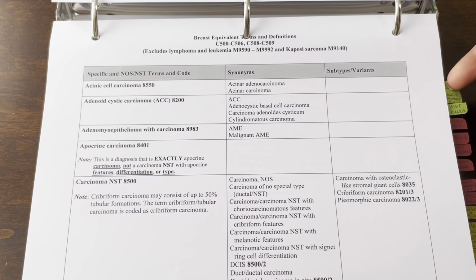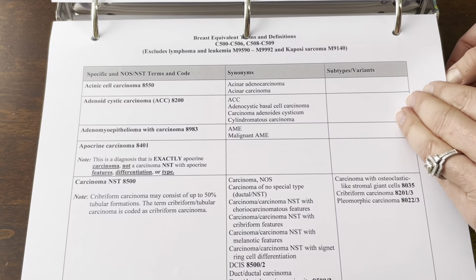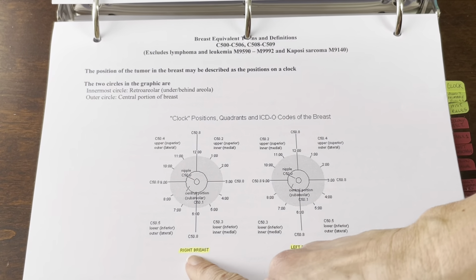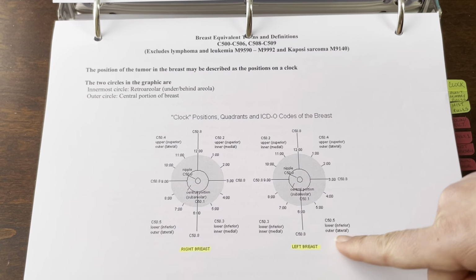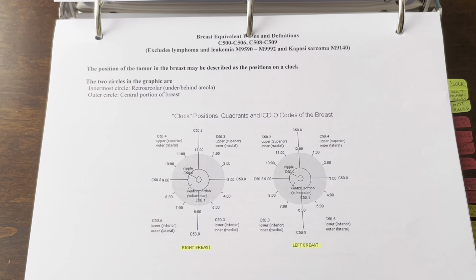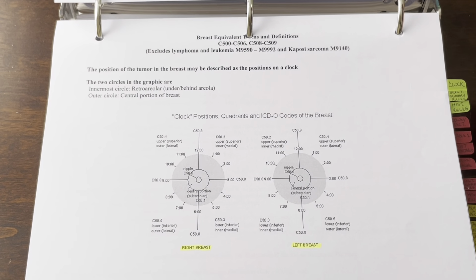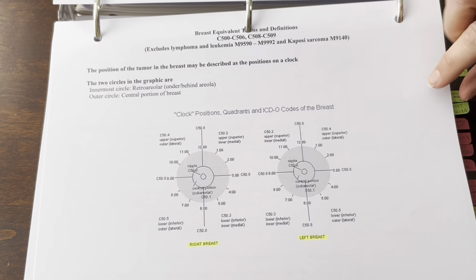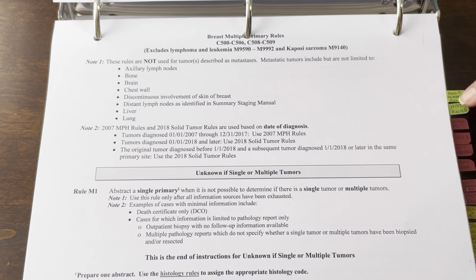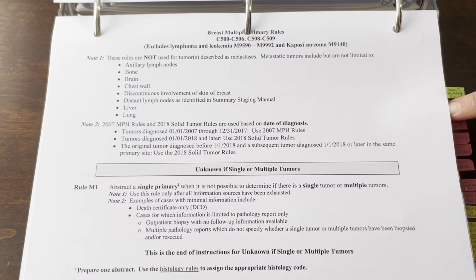I did also tab the clock of the breast chapter, and I highlighted right breast and left breast, and this just gives you the clock positions for the quadrants and the codes of the breast. And then of course you have your primary site rules, which are tabbed, and the histology rules, which are tabbed.